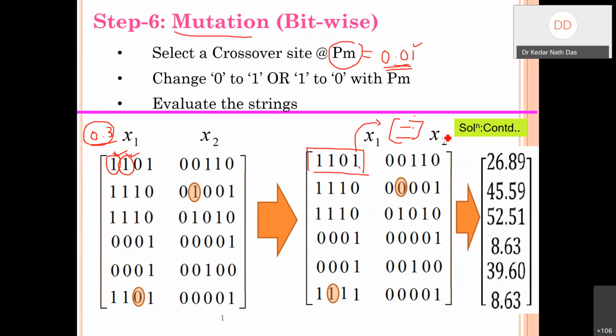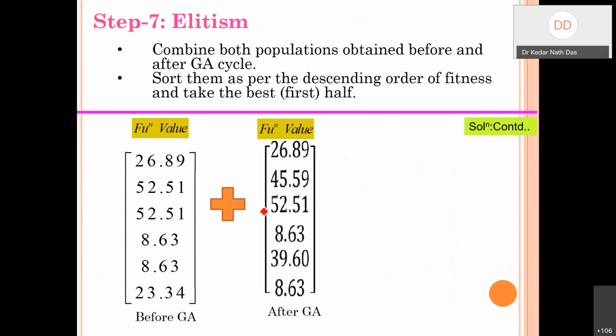Then after I will get the pairs of x1, x2, then find the corresponding function values. Okay, so after finding this function value, there was a set of function values you had already calculated initially. Now there is another set of function values. Both sets of function values need to be added together before and after GA. This is the completion of the GA cycle.